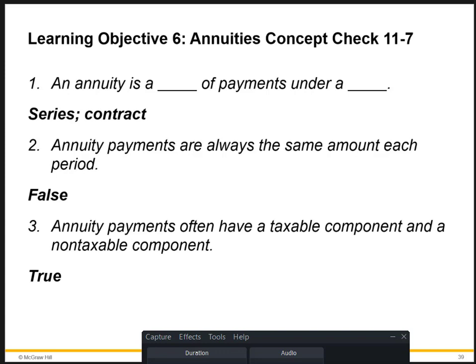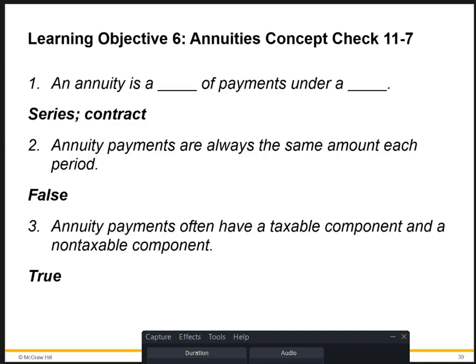So to check our understanding, an annuity is a series of payments under a contract, always the same amount each period. Typically they are, but they could be different. Okay? And they usually have a taxable component and a non-taxable component. Remember, you're getting back what you paid in after tax, so you don't have to include that in taxable income. And the extra that you're getting is interest that is earned, that will be taxable income.